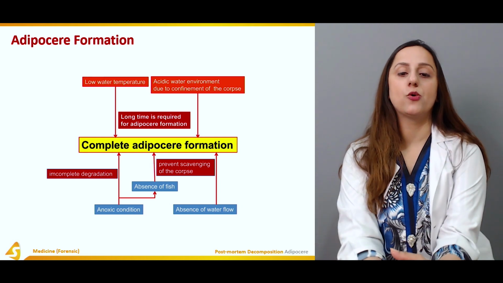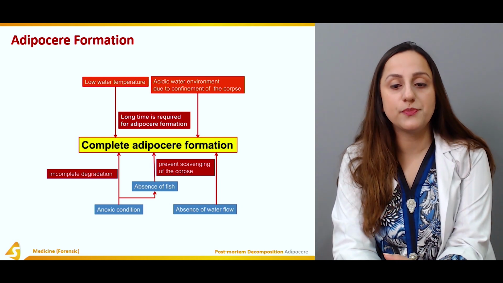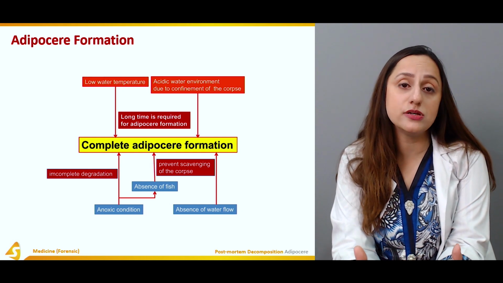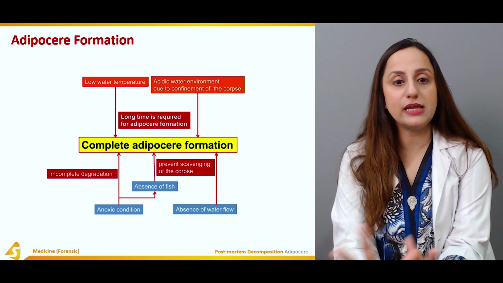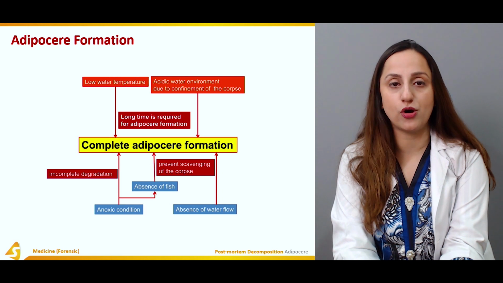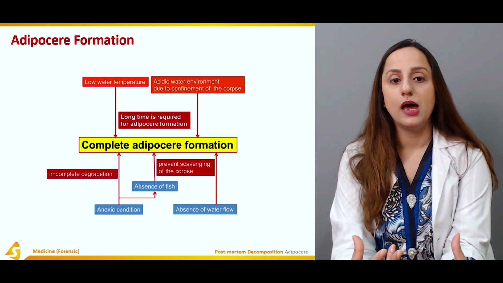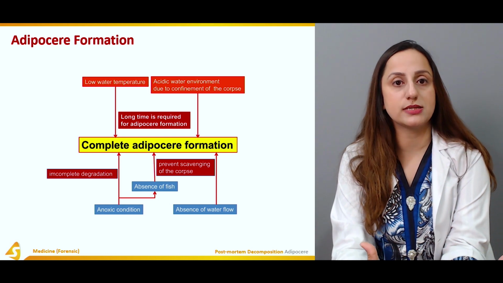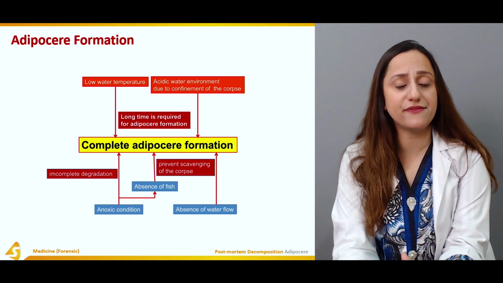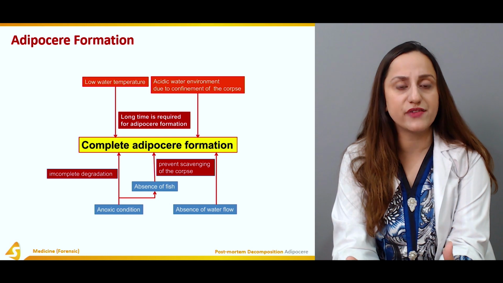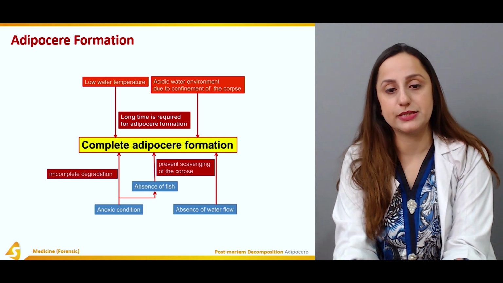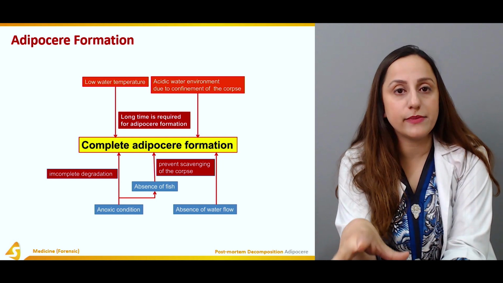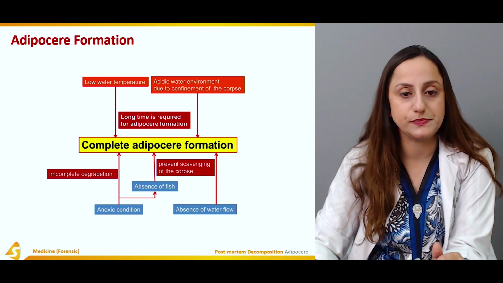Now, a long time is required for the adipocere formation, and it prevents scavenging of the corpse. Scavengers are the mainstay of all of these decomposition stages. If the scavengers are present, we can never rule out whether the adipocere was formed or not, whether the mummification was done or not, whether the putrefaction process is going on or not. So the presence of scavengers can be anything. It can be vultures, it can be larval infestations, it can be any rodents that can scavenge onto the corpse of a dead person. So all of these factors in the environment contribute towards the adipocere formation.